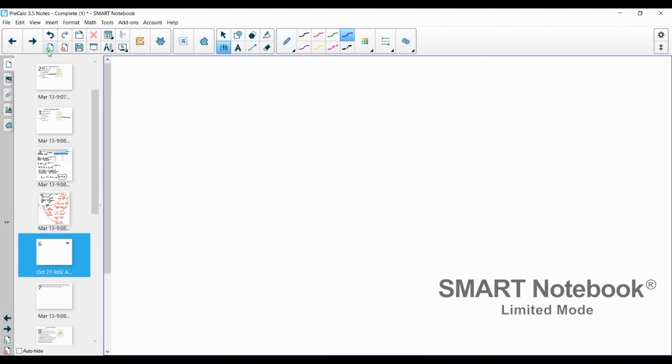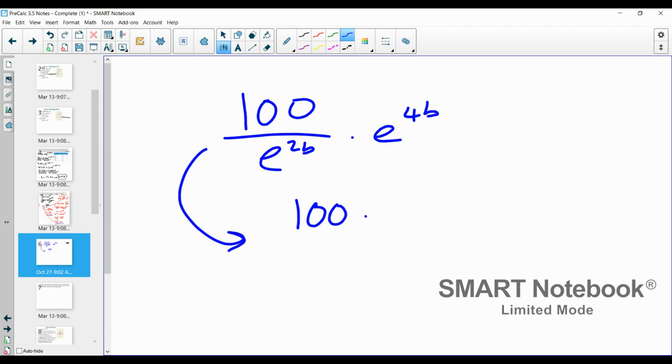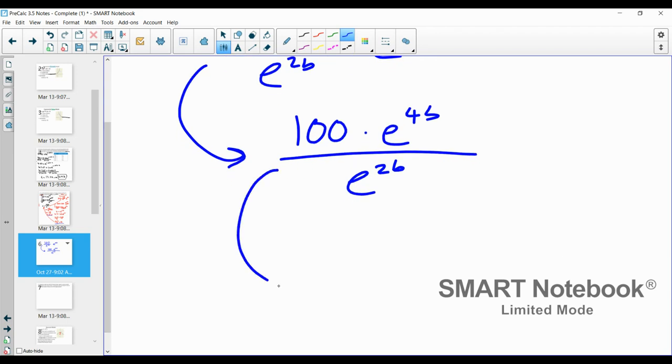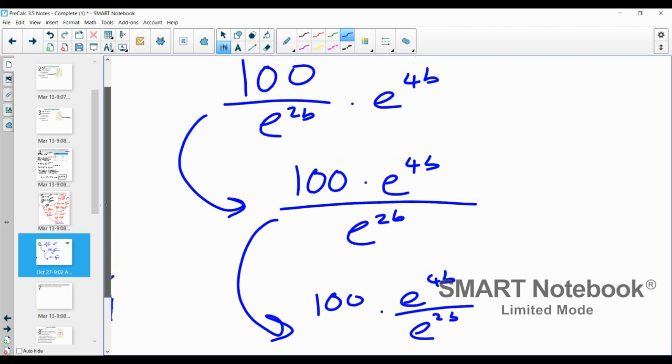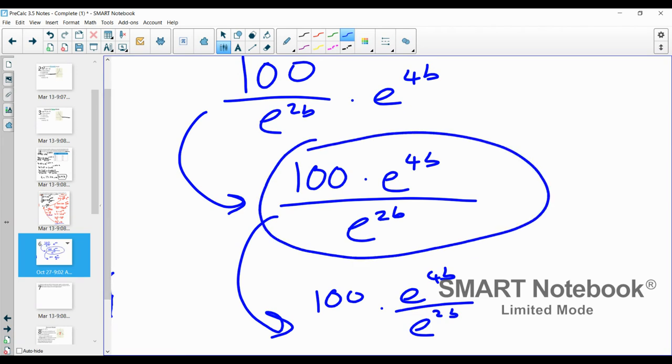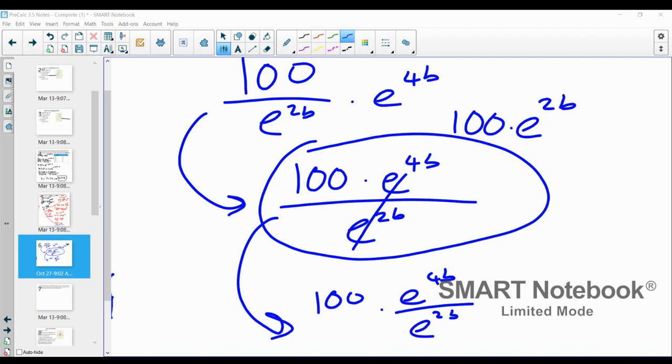Different ways you could write it. You could have 100 over e to the 2b times e to the 4b. You could rewrite that as 100 times e to the 4b over e to the 2b. There are different ways you can write that because it's multiplication. I actually don't mind seeing it this way, because then I can do the same thing where I divided here and there, and I ended up with 100 times e to the 2b. I think that's what that question was talking about, because that's the part where things got more confusing.